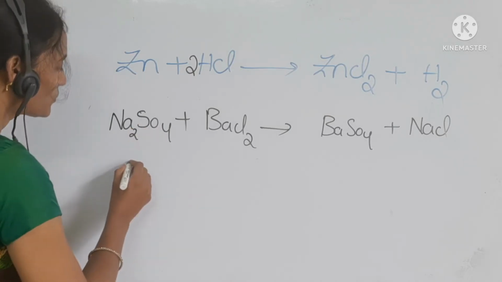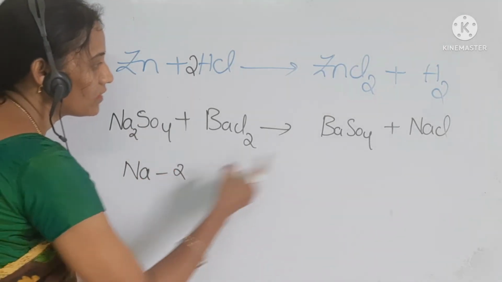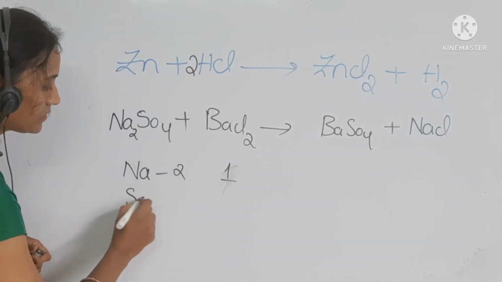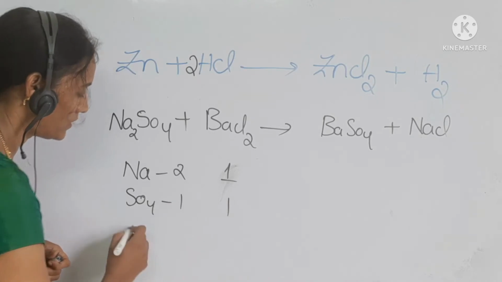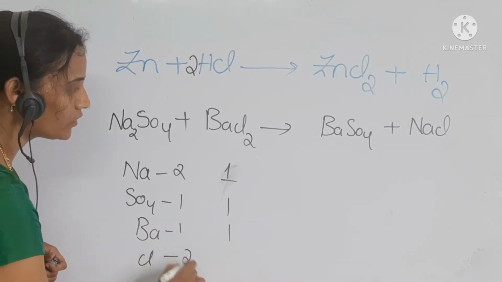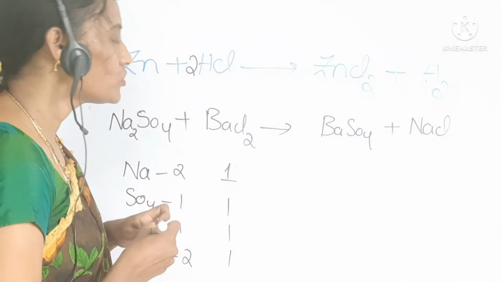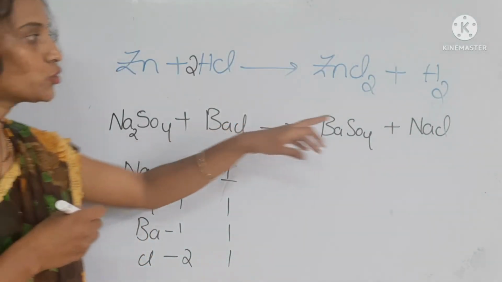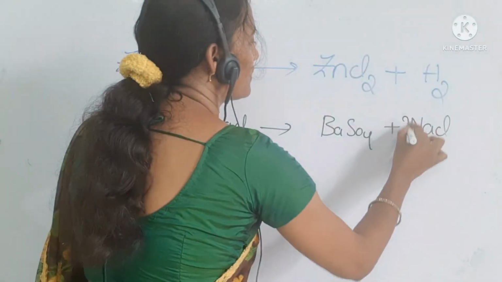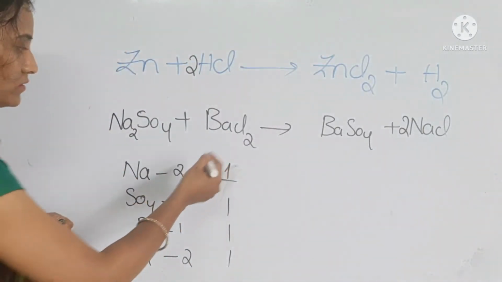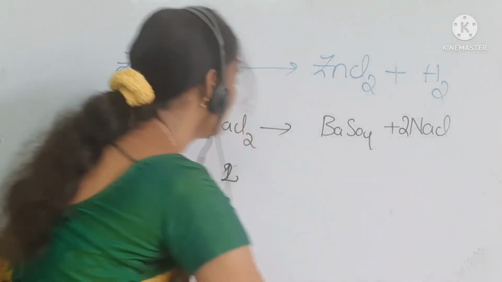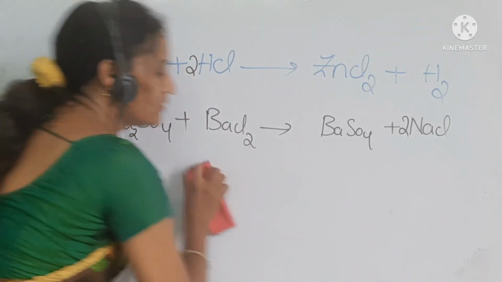So here also 2 sodium atoms, from that side one sodium atom. Here sulfate ions 1, there also 1, barium 1, there also 1, but chlorine here 2, there 1. So you should add coefficient 2 to the sodium chloride present on the product side, then it will become balanced. Now sodium's number 2, chlorine's number will become 2. So now it has become a balanced chemical equation.